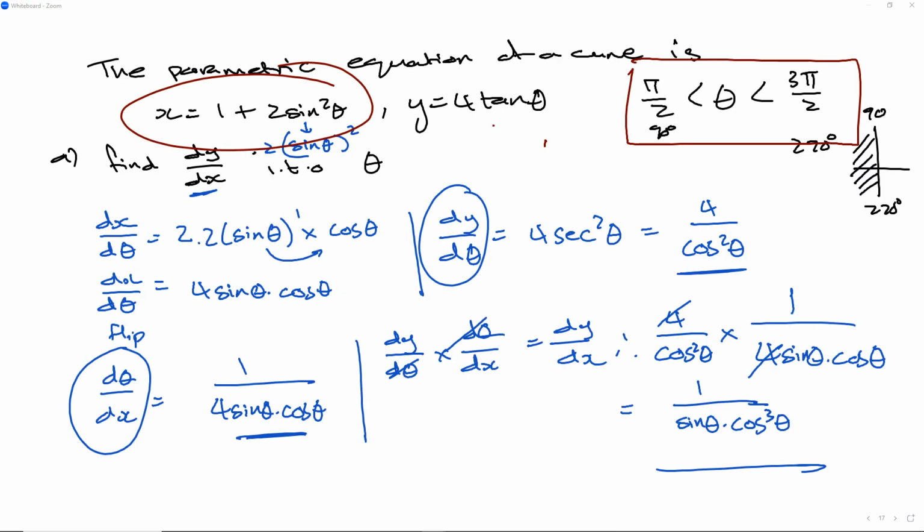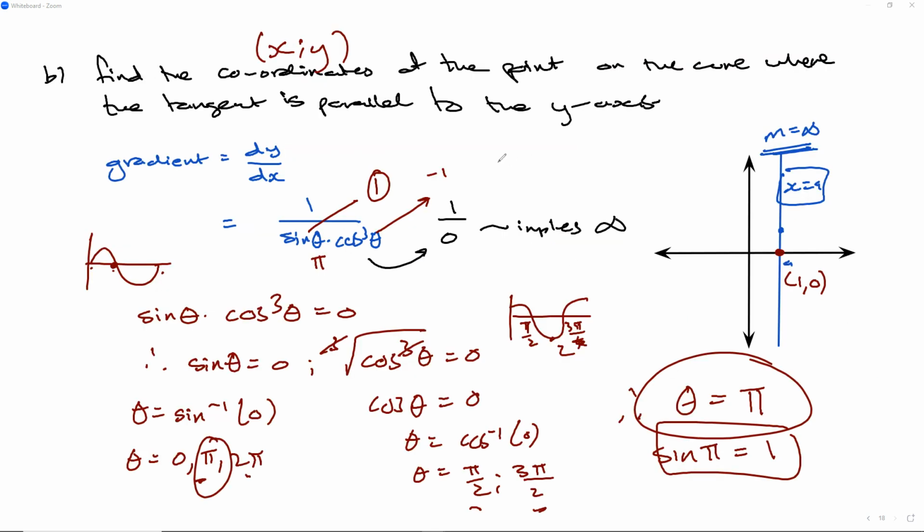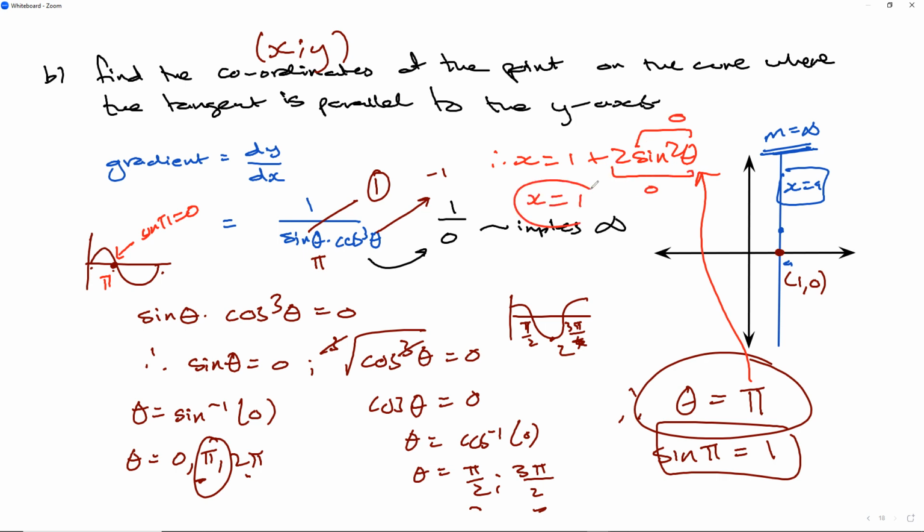So going back to this equation, x equals 1 plus 2 sine squared theta. If I put pi in over there, sine of pi is 0, right? And so that is going to be 0. It means this is going to be 0. So x equals 1. So this equation is x is equal to 1.